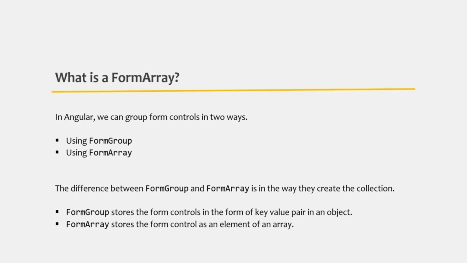So, in Angular, we can group form controls in two ways, either using form group or by using form array. Now, the difference between form group and form array is in the way they create the collection. Form group stores the form controls in the form of key value pairs in an object. On the other hand, form array stores the form controls as elements of an array. So it creates an array and in that array we will have form controls. Now a form control can be a form group, a form control or a form array. Let's understand form array with an example.